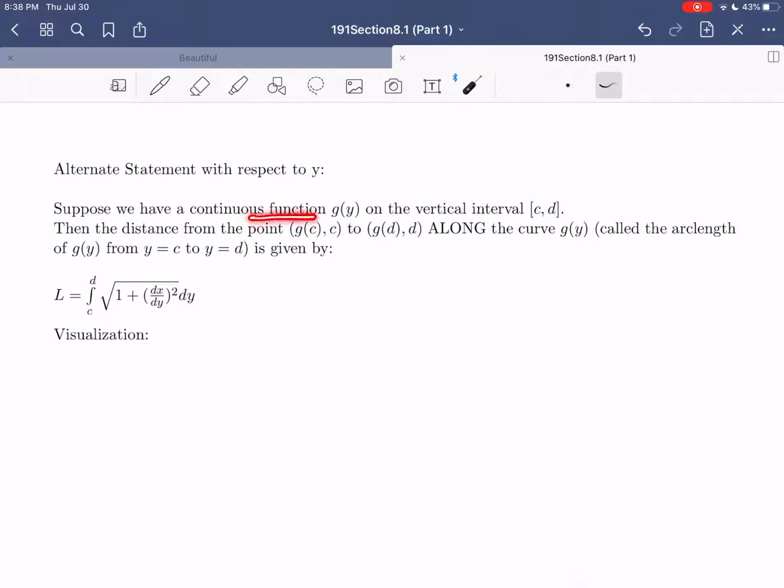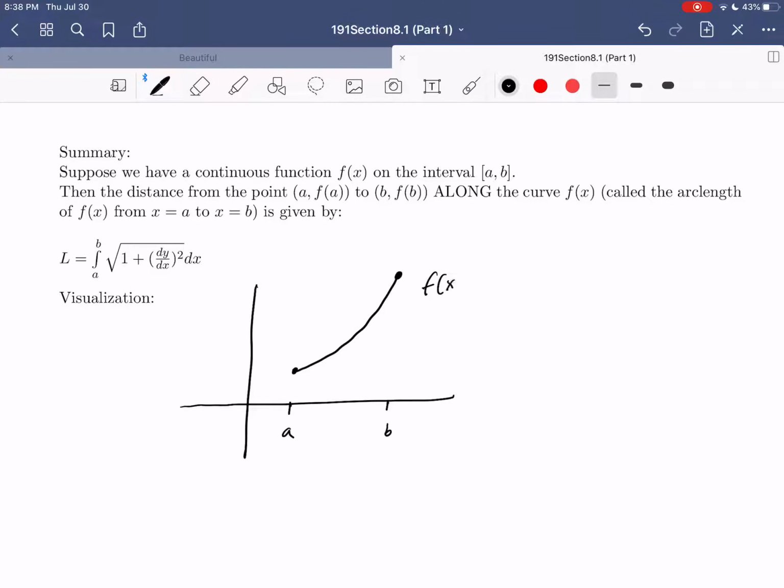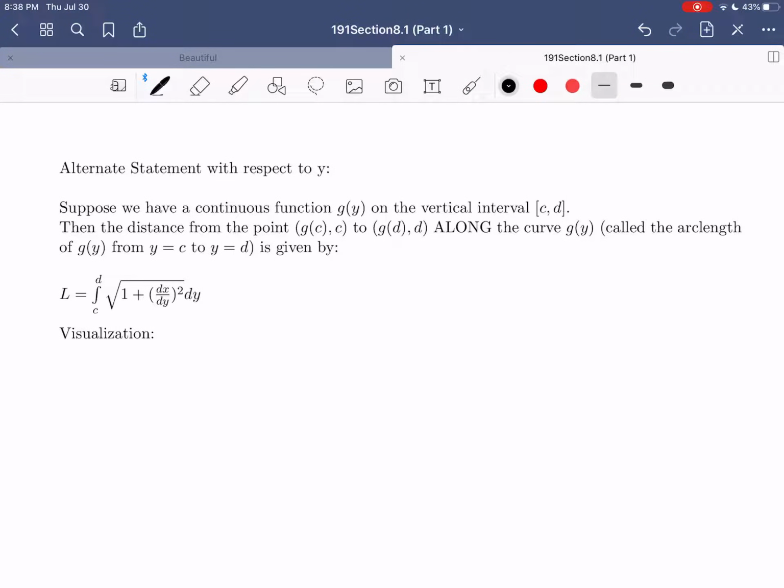So if you have a continuous function g of y, I guess back up here I should label this. We're going to call this f of x here. So if you have a continuous function g of y on the vertical interval c to d, so the y interval c to d, then the distance from the point g of c, g of d along the curve g of y, which is again called the arc length of g of y, is given by the exact same integral, except that you do the derivative of x with respect to y squared dy. So it's the same formula, just done with respect to y.